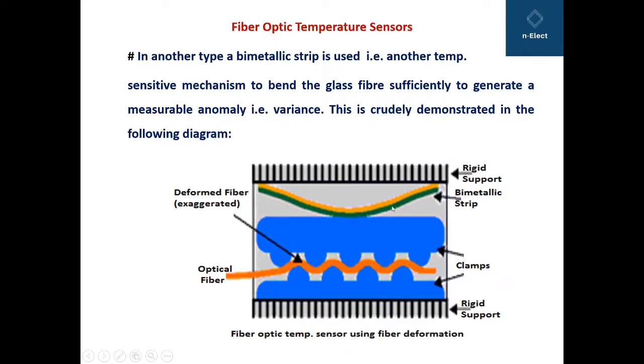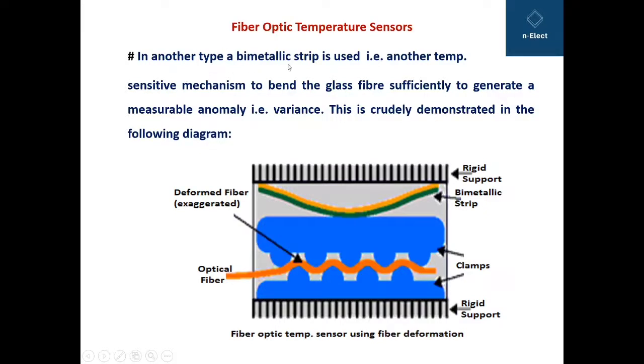Why is this bimetallic strip getting bent? Because of the temperature applied. So in proportion to the temperature to be sensed, this bimetallic strip will bend, and accordingly the upper clamp will be pushed down, and therefore the optical fiber cable will appear in a shape like this. This is also called the deformed fiber or exaggerated fiber. So this is basically the fiber optic temperature sensor using fiber deformation.